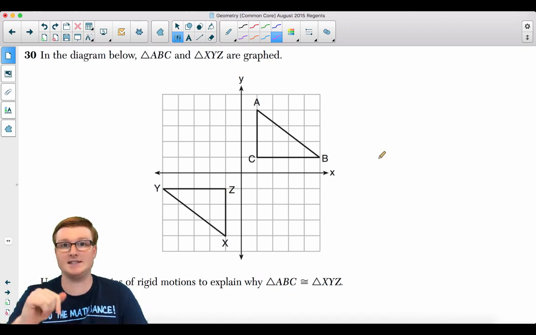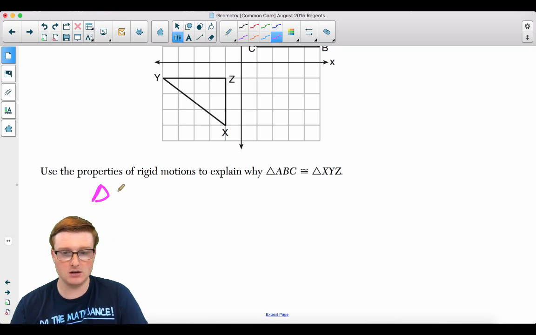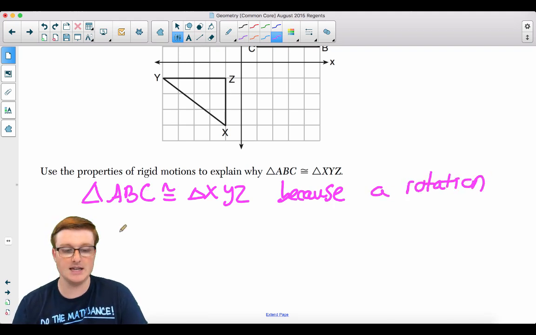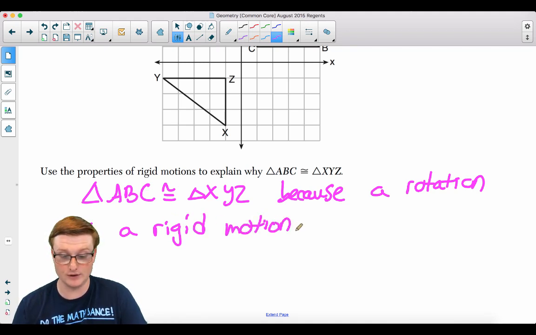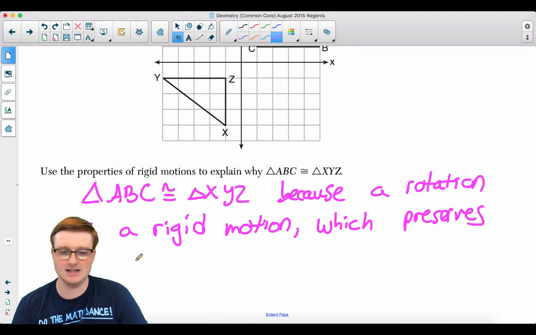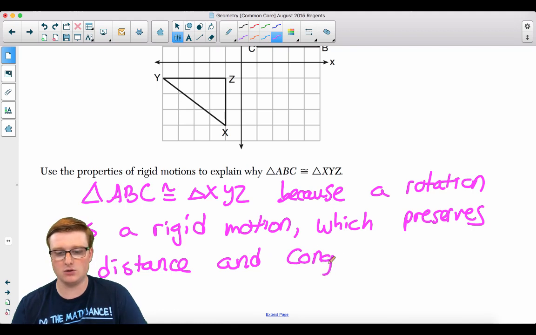Or it's a reflection over the x-axis followed by a reflection over the y-axis. So we're going to say that triangle ABC is congruent to triangle XYZ because a rotation is a rigid motion. That will give you 1 point. If you could state that a rotation is a rigid motion first, that gives you a point. This is your second point, where it comes from, which preserves distance and congruency. That will give you full credit on this question.